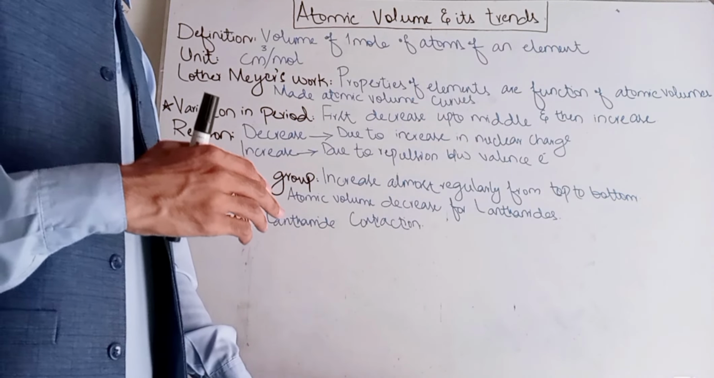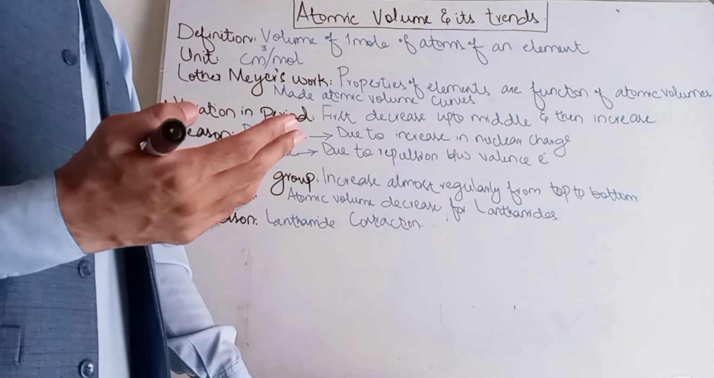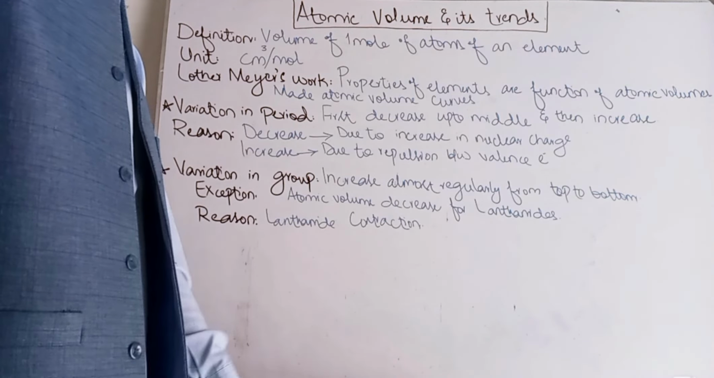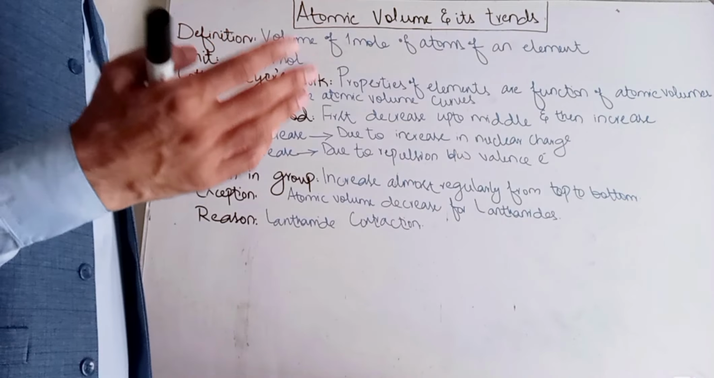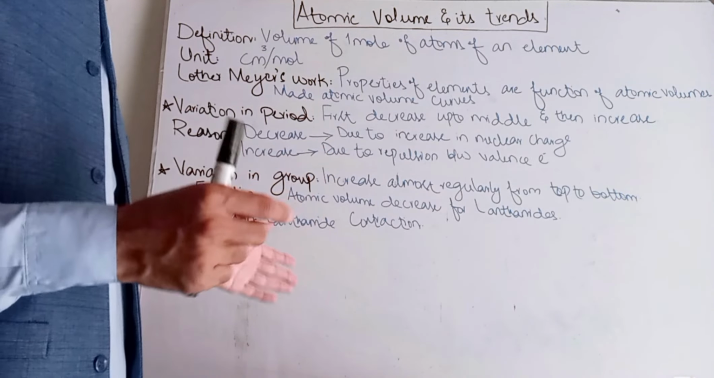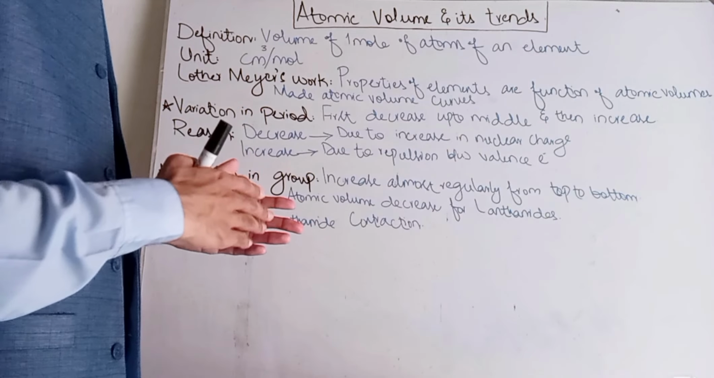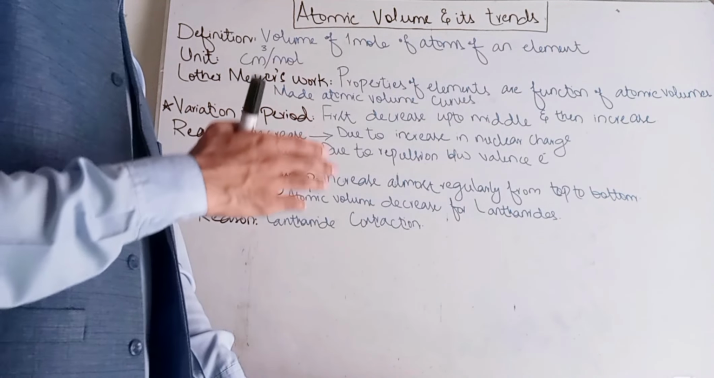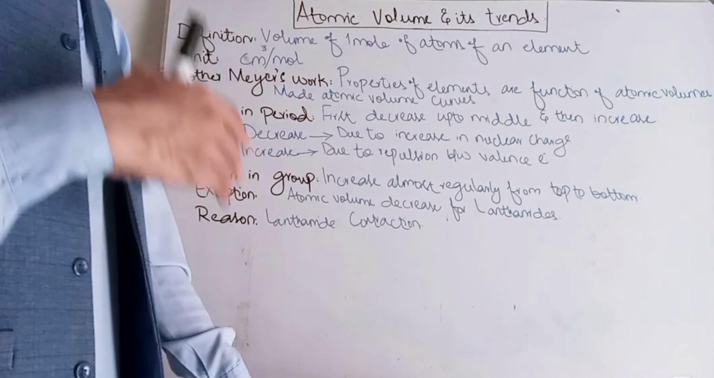Next, we talk about the variation in the period. If we talk about the variation of the atomic volume in the period, the atomic volumes first decrease up to the middle and then increase. If we move from left to right in a period, the atomic volume first decreases up to the middle of the period and then it keeps increasing toward the end of the period.